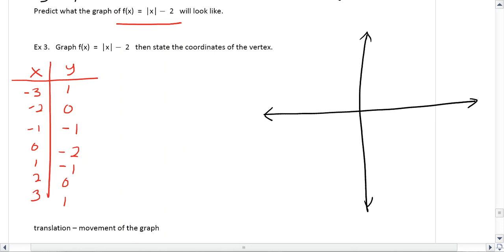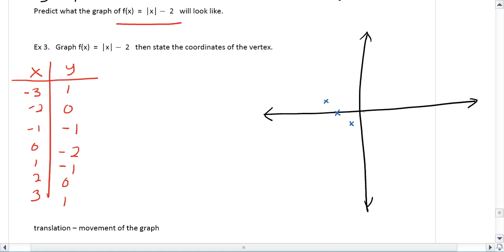So I went ahead and made the t-chart, put in the same numbers, I just picked the -3 to +3, but the output is looking a little strange here. So let's graph this and see what it is we have. At -3, we're here at +1. At -2, we're at 0. At -1, we're down here at -1, but this looks weird because it's absolute value.